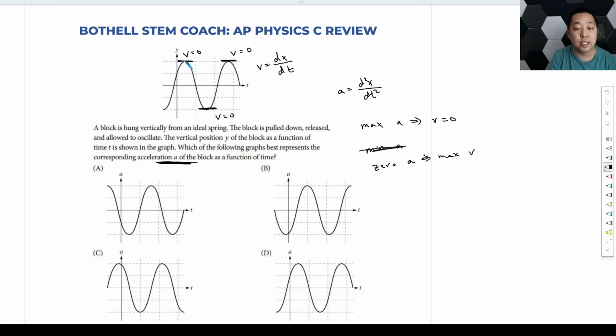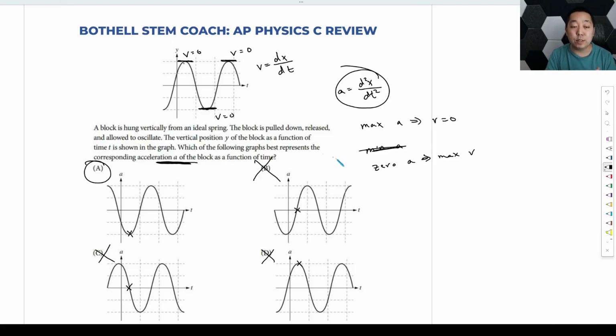Now, the second derivative is going to be the concavity. So this is concave down, so we'd expect a big negative number here, right halfway between these two marks. This one is 0, so it can't be that one. This one is 0, can't be that one. This one is positive, can't be that one either. So we already know it's A. Okay, so that's one way to look at it.